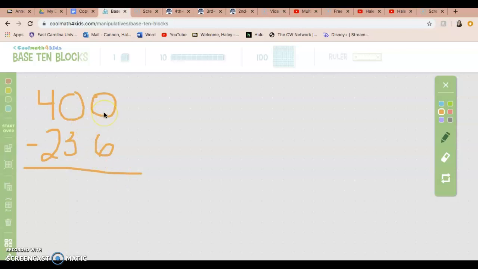So we know that we can't subtract 6 from 0 and 3 from 0. So what we're going to have to do is come to the 4, make that a 3, but we need to remember that this 3 is a 300, not just a 3 in the ones place. So it's 300 right now minus 236. We still have a problem. We still can't subtract 6 from 0 or 3 from 0.